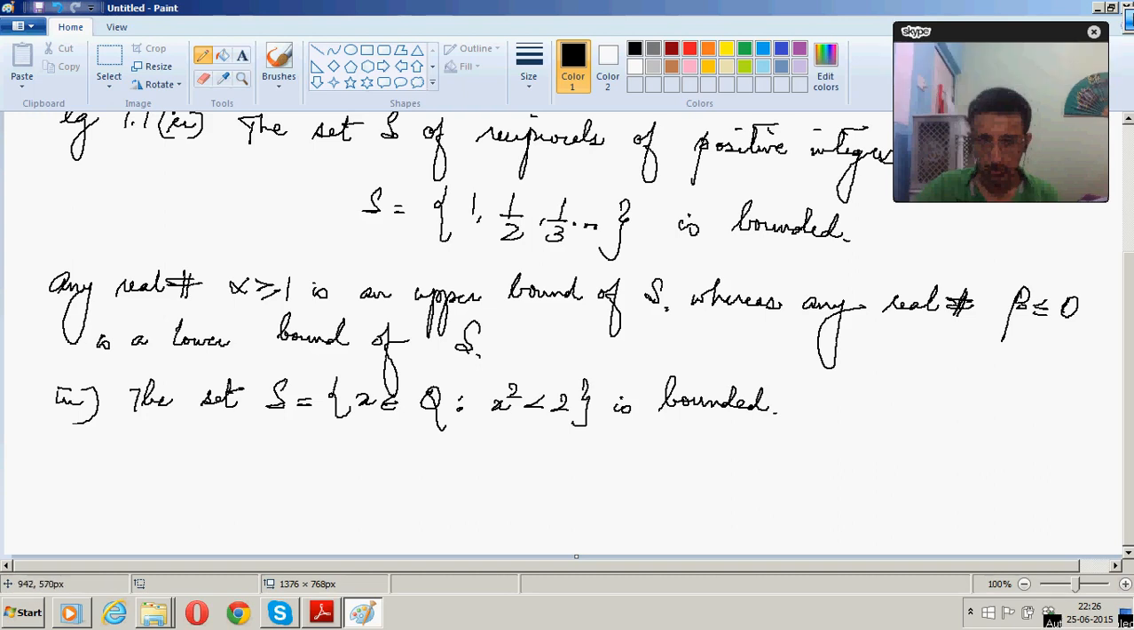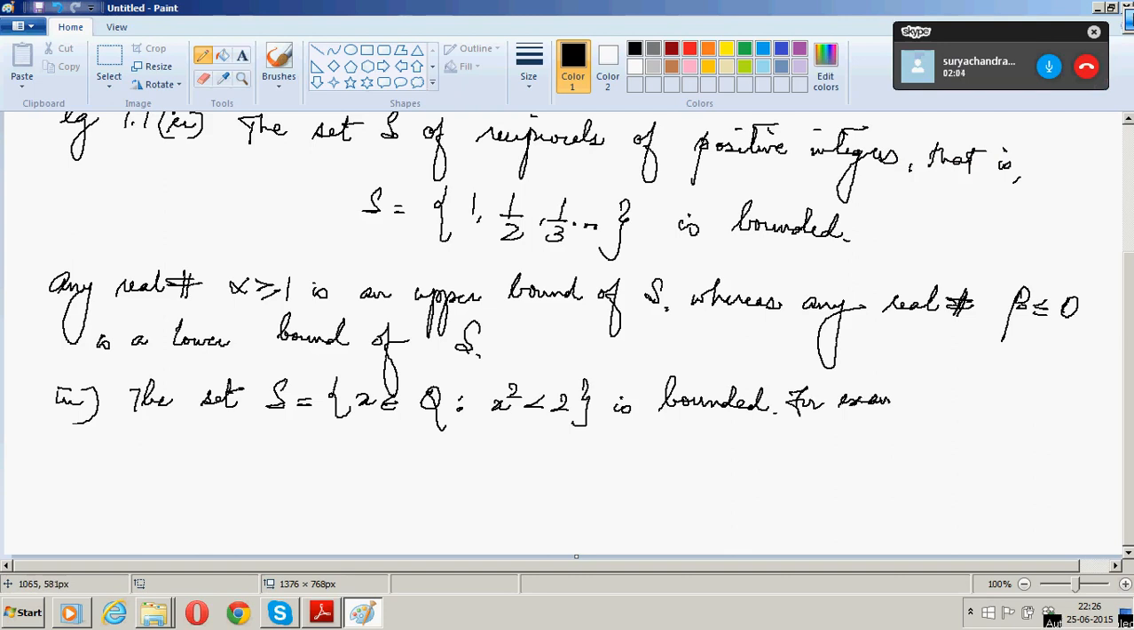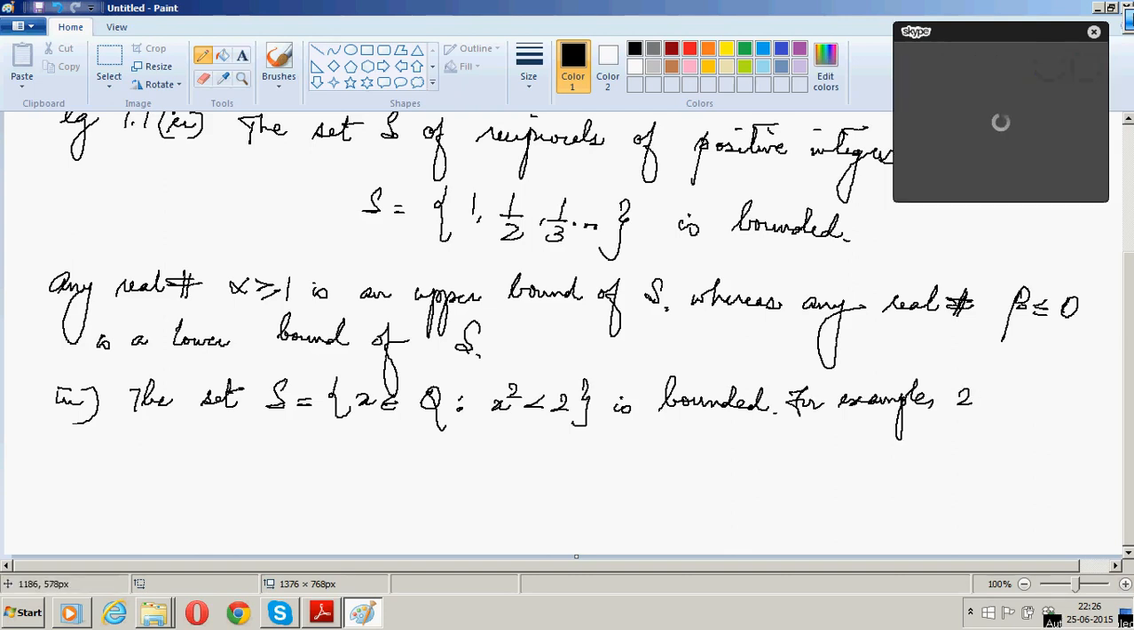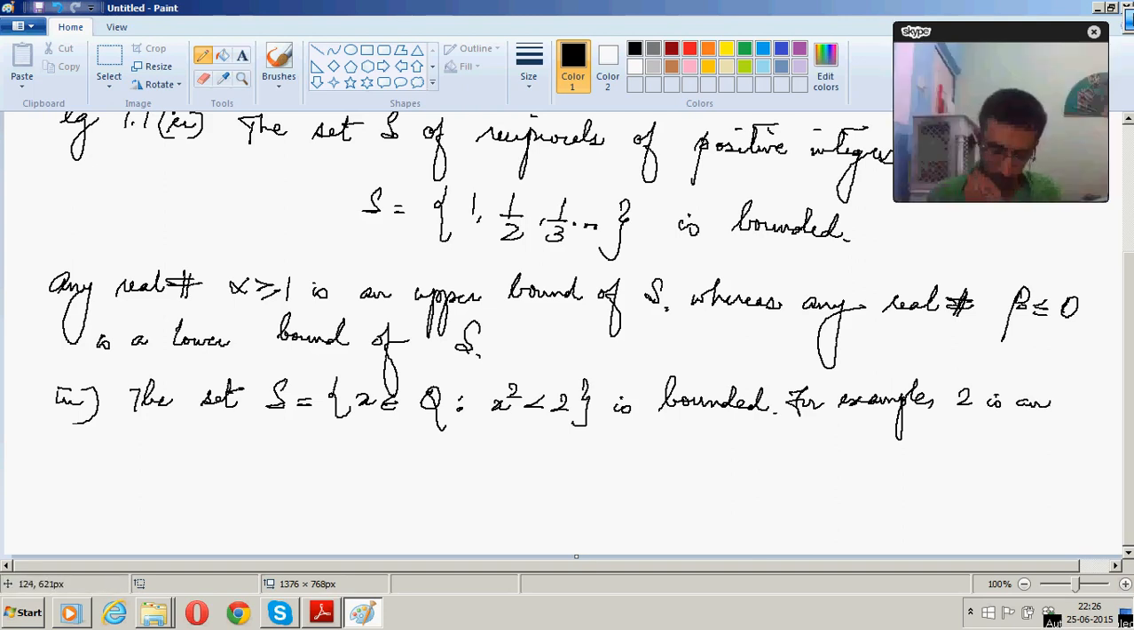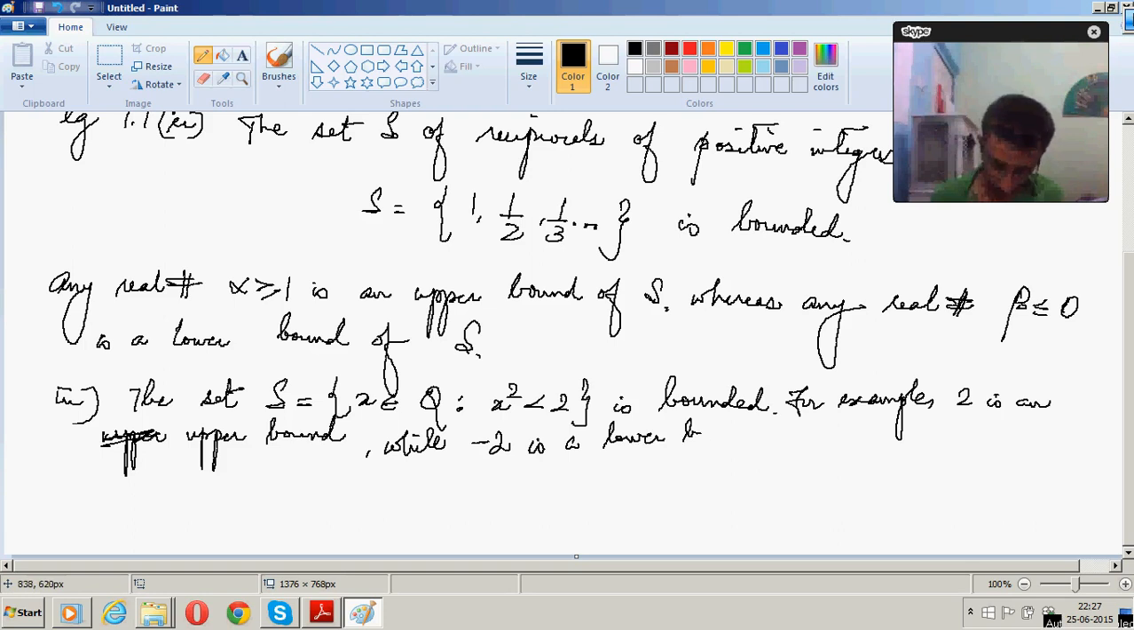So here now we can say, for example, the lower bound could be negative root 2. Root 2 is an upper bound, while negative root 2 is a lower bound. We develop the theory further.